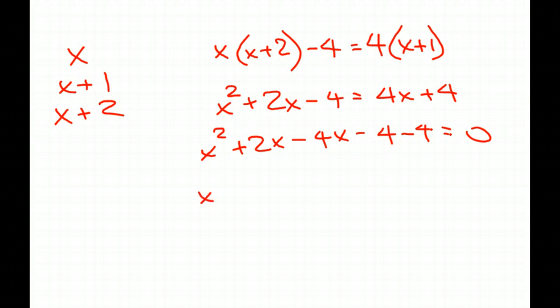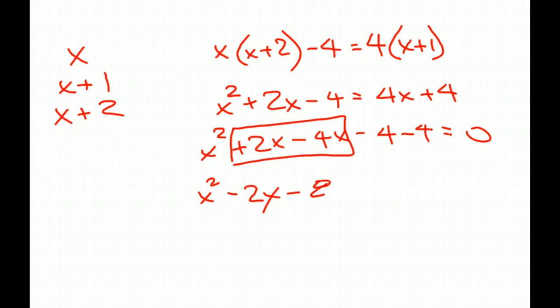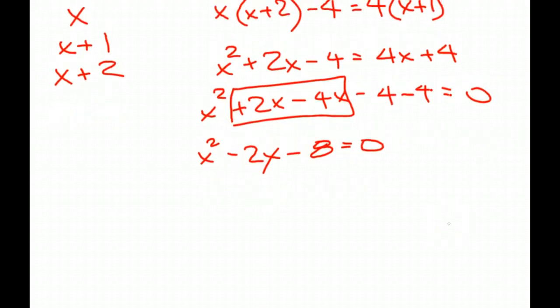So, x squared. What are we going to do with our plus 2x and our minus 4x? And our negative 4 minus 4? Minus 8. You move everything to one side, not just the x's. I'm just trying to confuse you.